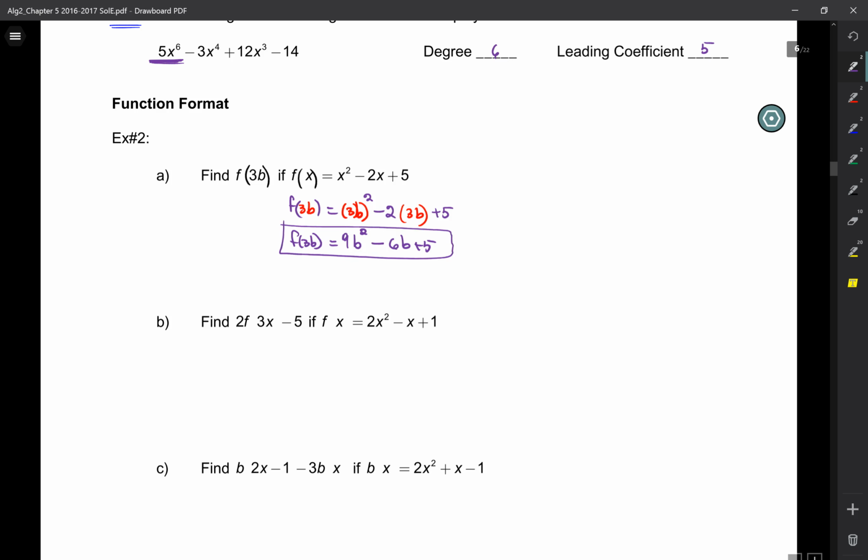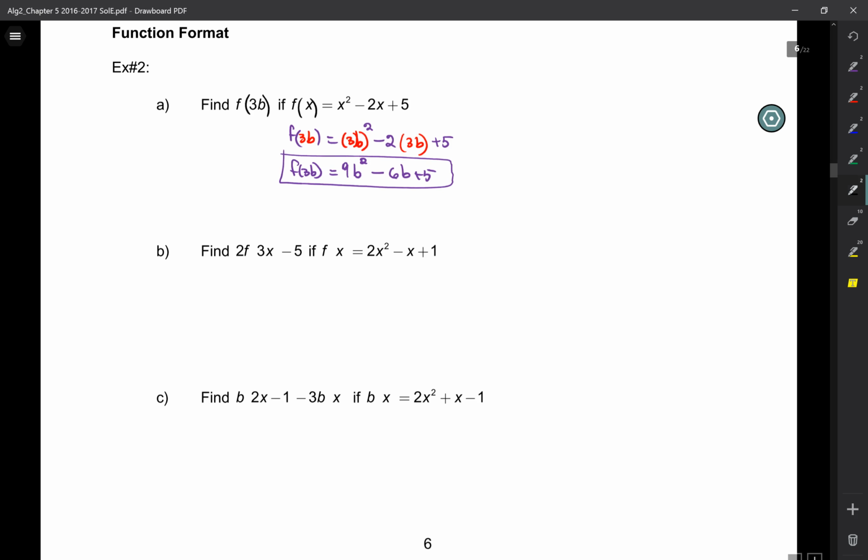Okay. Now, look at this next one. It's taken up a few notches. So that's all you do? If you put it in function format, it's not find the leading term, we just simplified. Okay, now we need to do 2 times f of 3x minus 5.